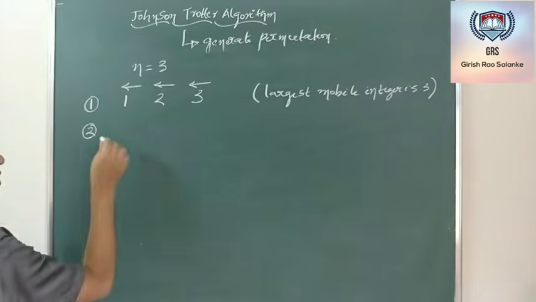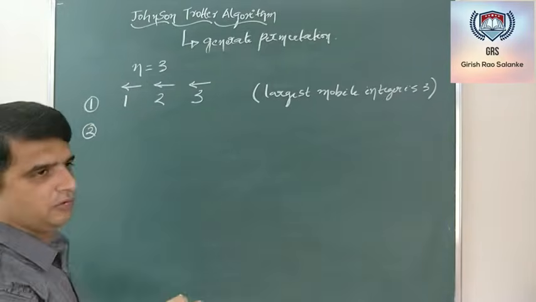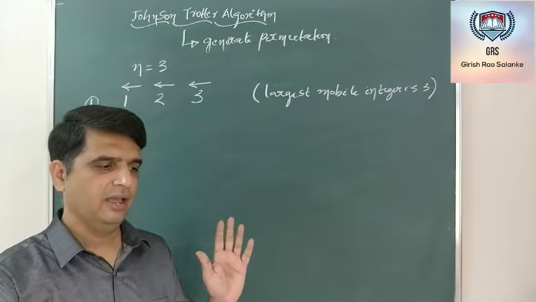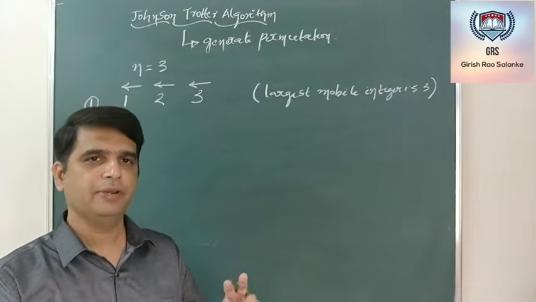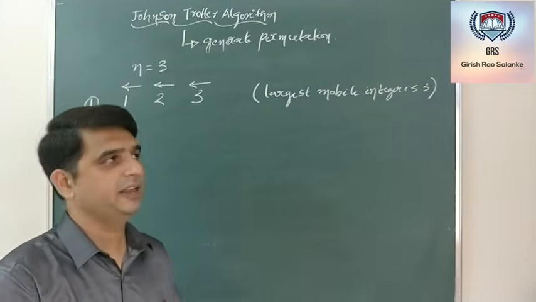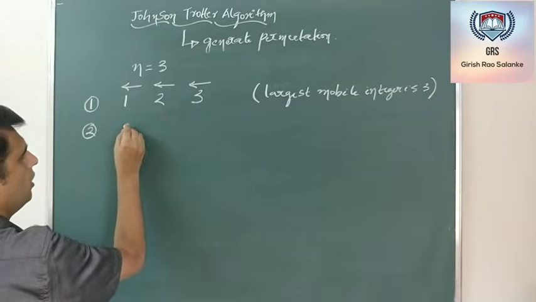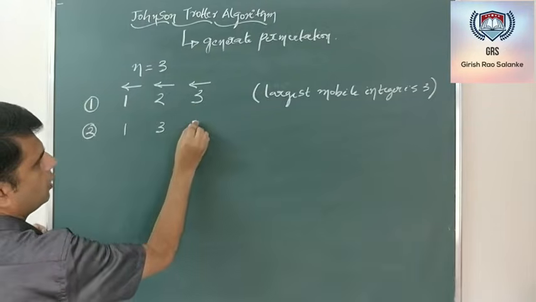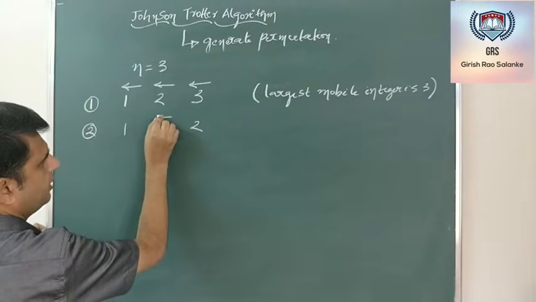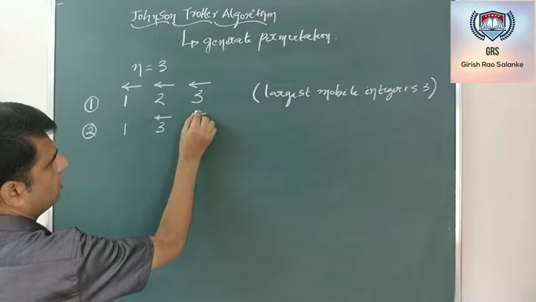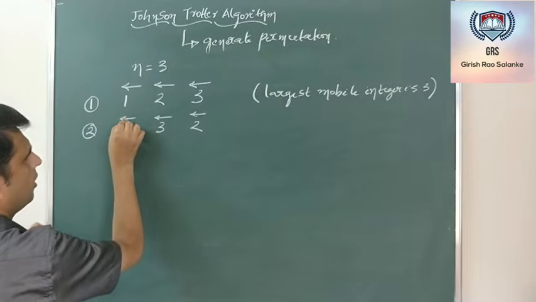Now what is the second step? What are we supposed to do? I need to swap 3 and 2. If you see the algorithm, it says that after finding k, swap k and the adjacent integer. The adjacent integer to k is 2. So 3 and 2 are being swapped. Maintain the direction of 3 and 2 as it is, and of 1 too.